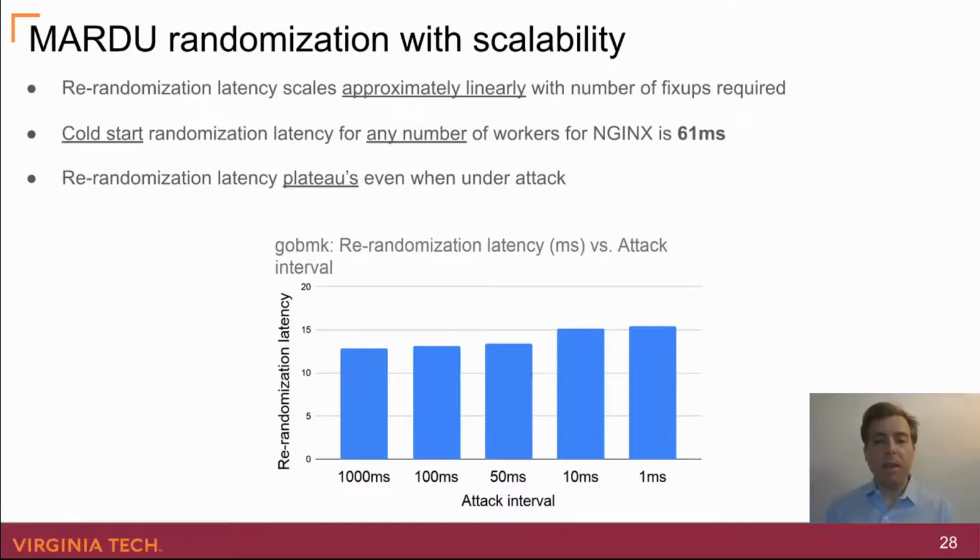As we can see in the figure, even for GAB-MK, a benchmark with a larger number of fixups, the re-randomization latency stayed close to 15 milliseconds for all intervals. For more scalability evaluation, please refer to the paper.